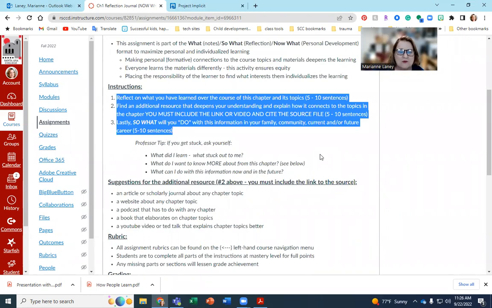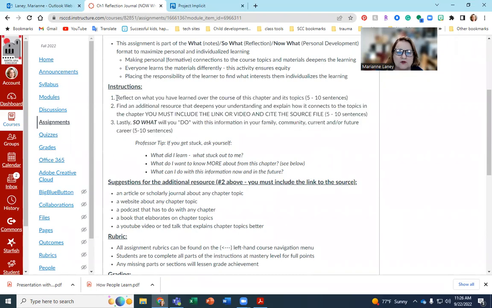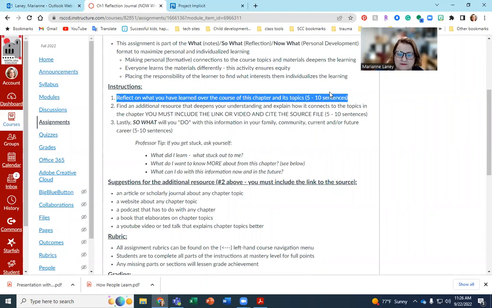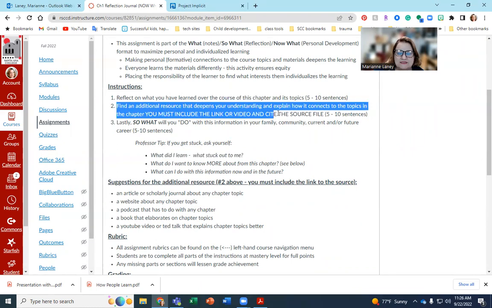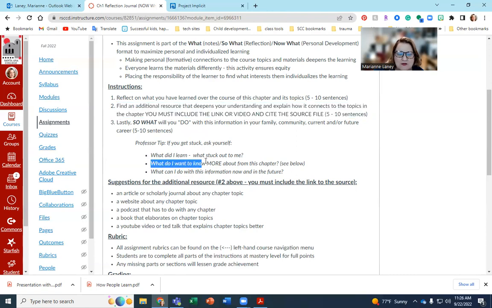Okay. Number 1, reflect on what you have learned over the course of this chapter, 5 to 10 sentences. What stuck out to me? Right? Here's a tip: What did I learn? What stuck out to me? Number 2, find an additional resource that deepens your understanding, 5 to 10 sentences. What do I want to learn more about? Maybe this chapter talked about spina bifida, but it didn't talk enough about it. I want to learn more about it, right? So maybe you want to put something in there about spina bifida.